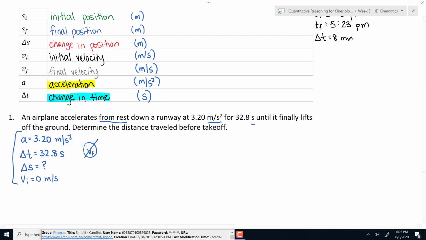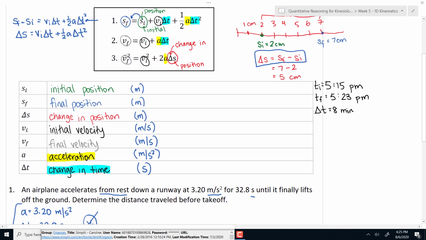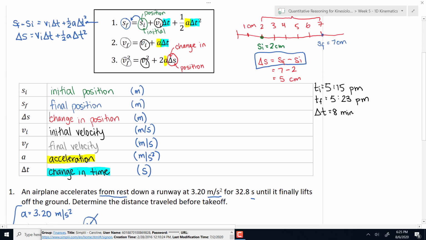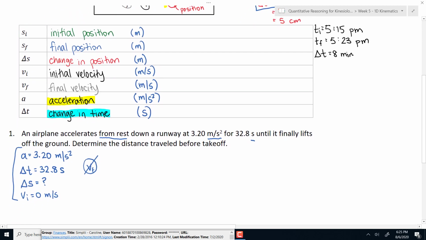So the way that I identify which equation to use is I identify which variable we don't have and that we don't want to know, and I find the equation that doesn't have that variable in it. So which equation would that be? Well, equation 2 and 3 both have V final. Equation 1 doesn't, so it's equation 1 that we're going to use.